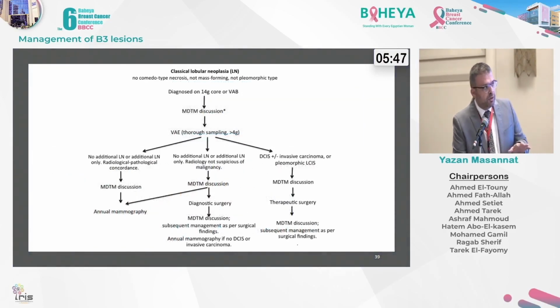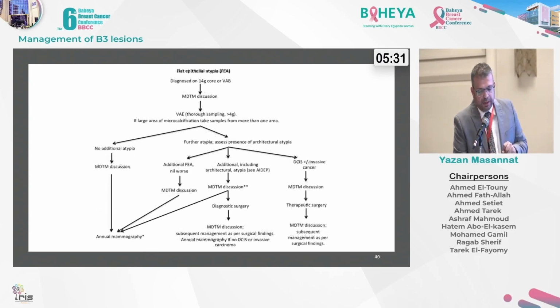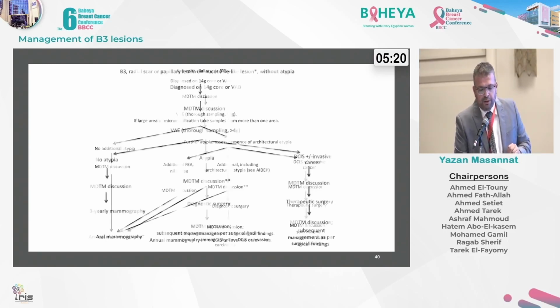We'll just whiz through the different guidelines also. For example, lobular neoplasia. If you have it on the core biopsy or on the vacuum biopsy, then we do a vacuum excision. If there is nothing more, they go on high-risk surveillance. If you find malignancy, then you treat the malignancy. Remember, pleomorphic LCIS is not classical LCIS. Flat epithelial atypia is the same, and you go for annual mammogram.